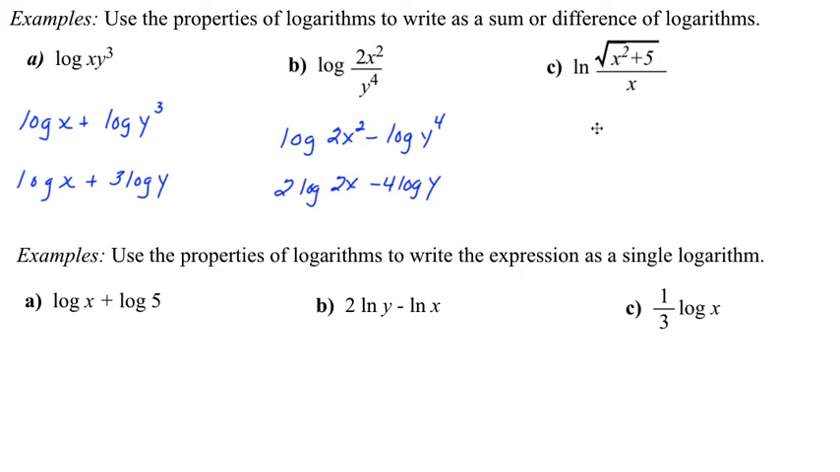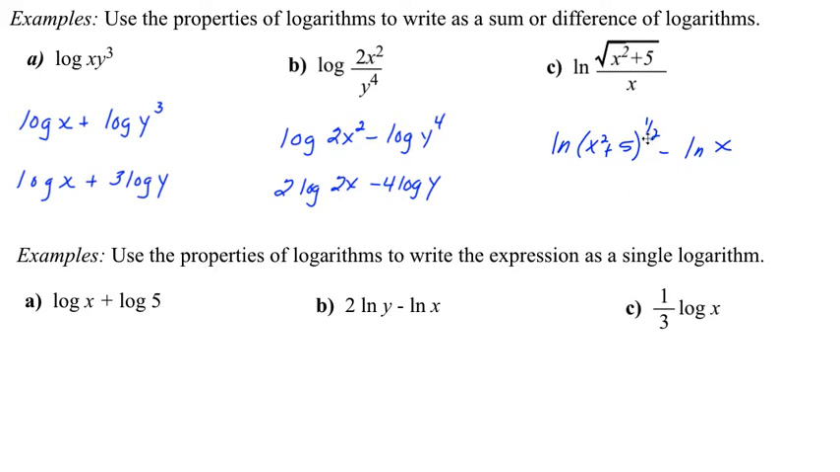And the third problem here, when we have a radical expression, remember that's going to be a fractional exponent. So we're going to go ahead and write that as an exponent, and then we also have a quotient in here, so we'll be subtracting. So we're going to write that as the natural log of x squared plus 5 in parentheses raised to the 1/2 power, because that's what the square root is equal to as an exponent. And then we're going to subtract from that the natural log of x.